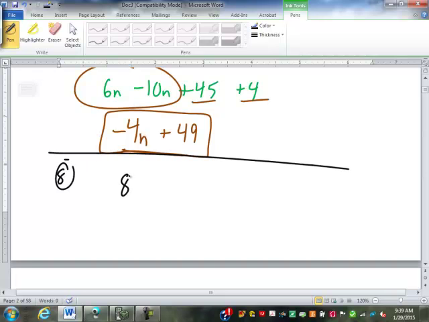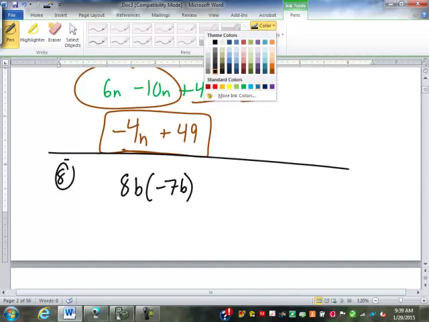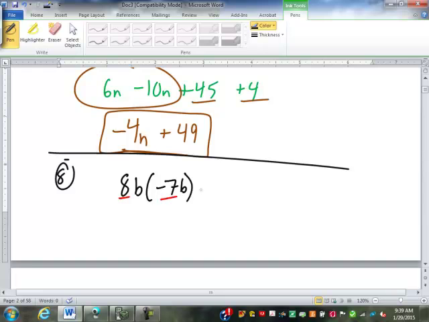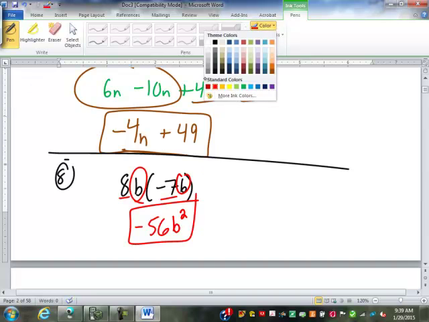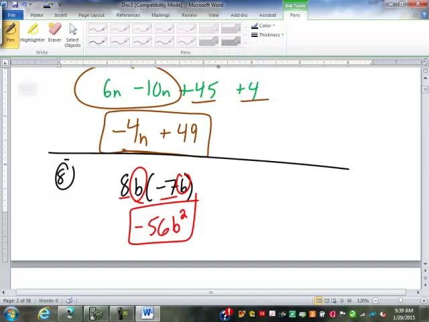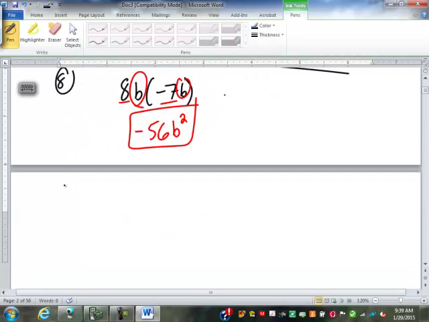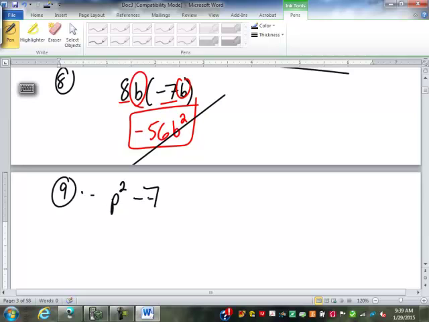Number 8. Almost everybody who got this wrong did the exact same thing. When you multiply, you combine the counts. 8 times negative 7 is a negative 56. Most people had that right. But then they forgot to also combine the names. B times B is B squared. Just as well keep going with number 9, because that one was a pretty commonly missed problem.